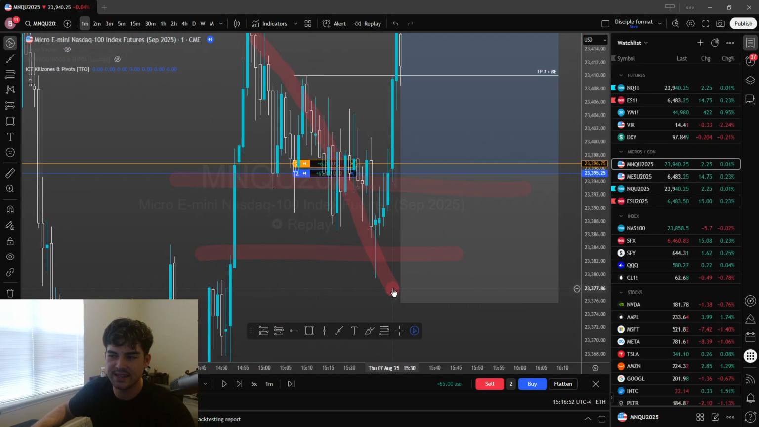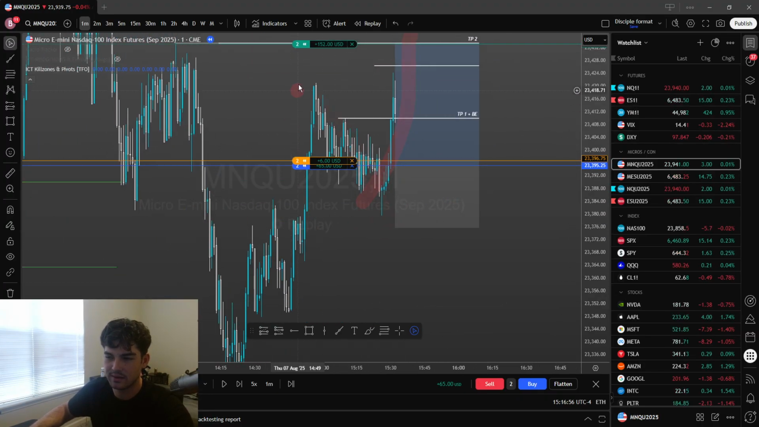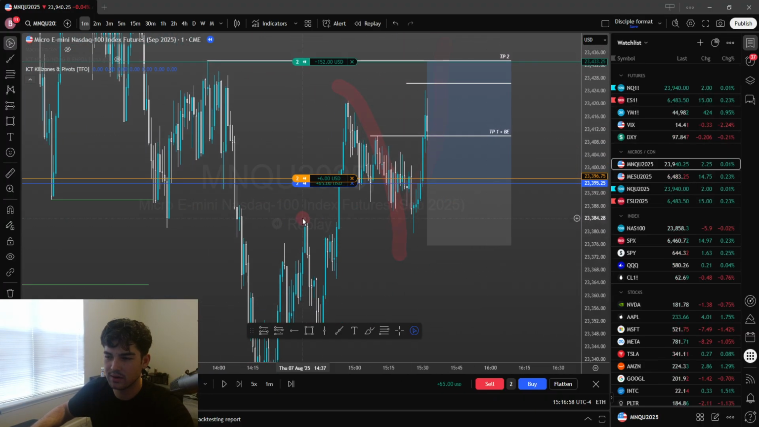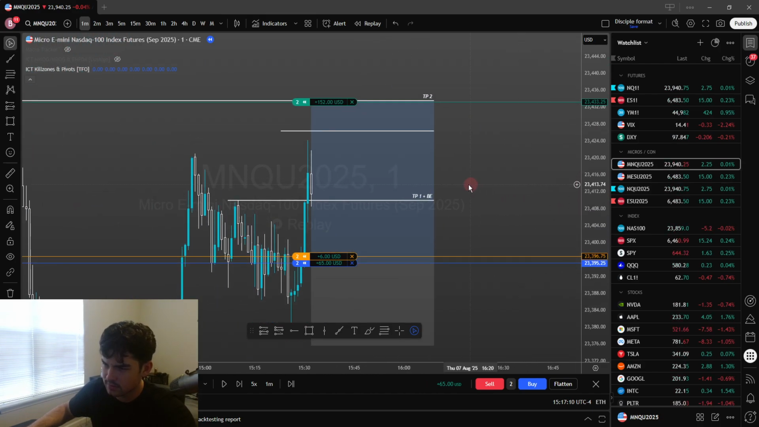I don't want to go into this gap. I'd rather trade out of it. This is an internal gap, right? This is an internal imbalance. And I'm looking to target external highs or lows. So, see how this works out.